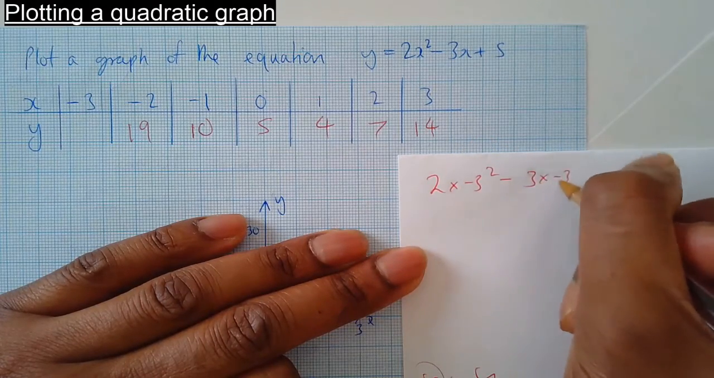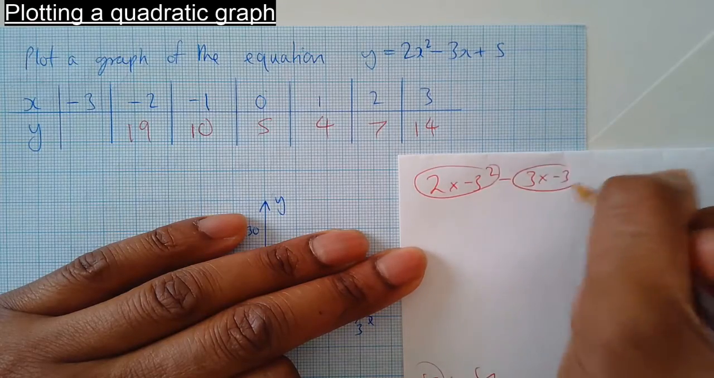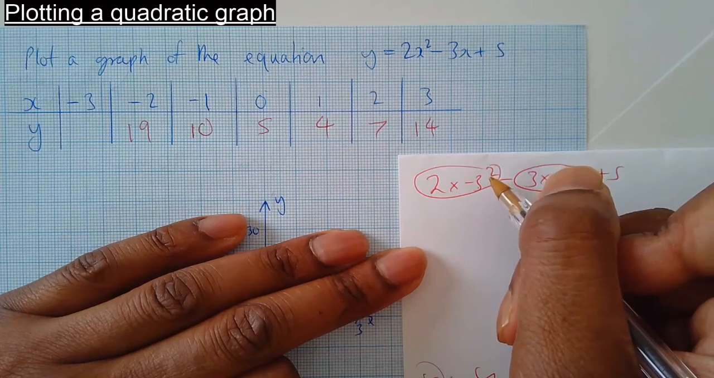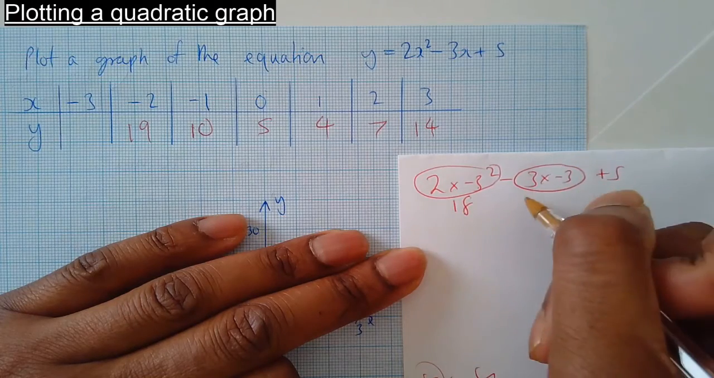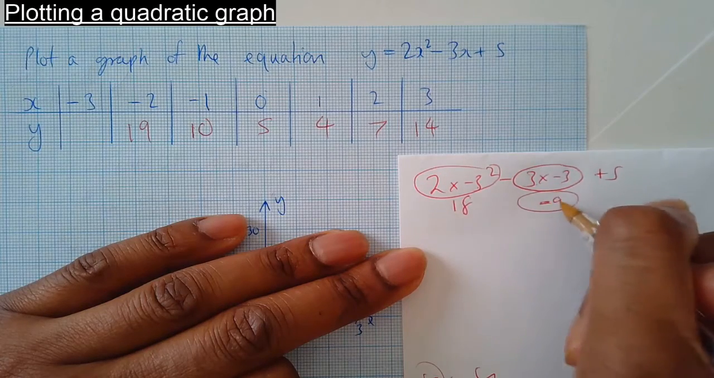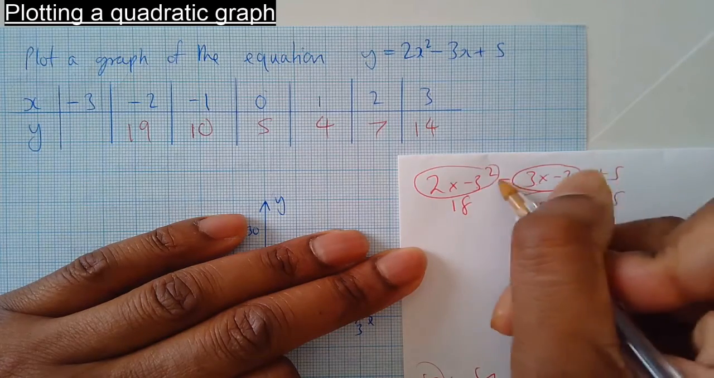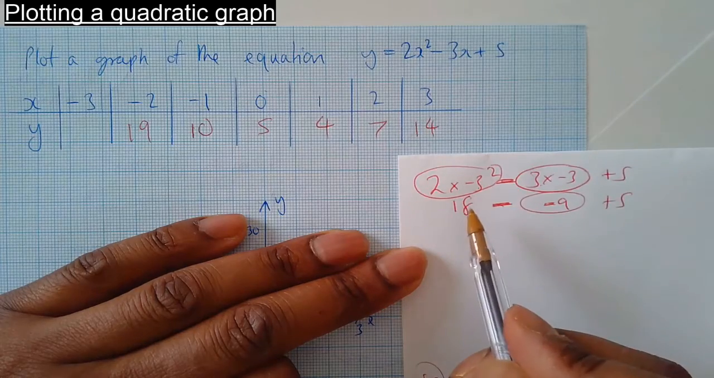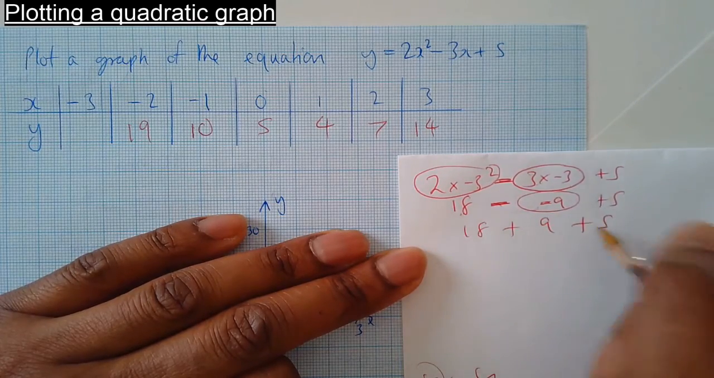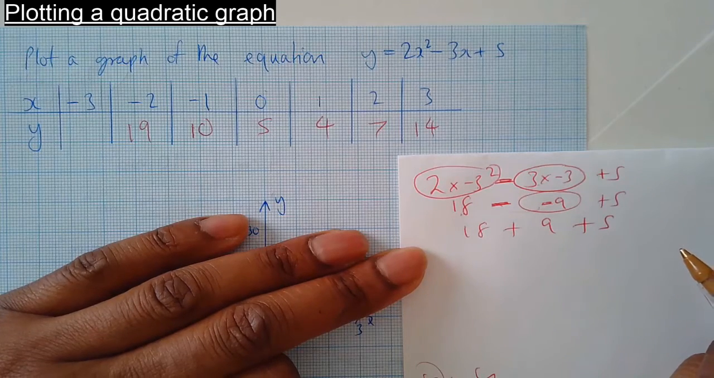Right, negative 3 squared is 9. 9 times 2 is 18. 3 times negative 3 is negative 9. And the plus 5. Don't forget the minus over here. Right, that's 18. Add 9, plus 5. That should give you 28, 27, 32.